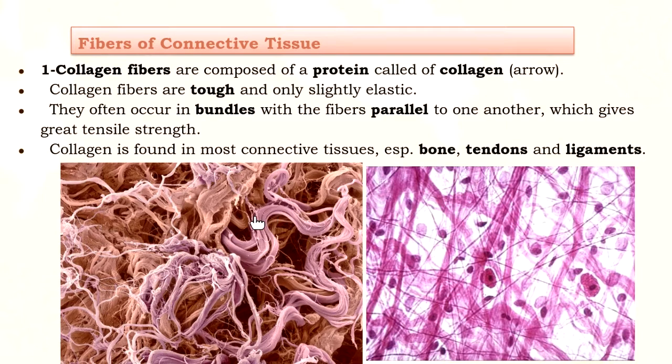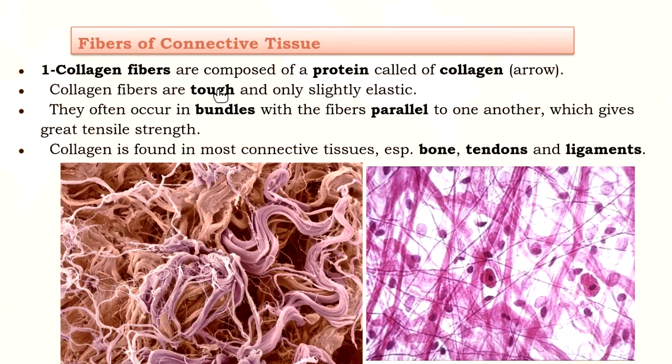This is the hematoxylin and eosin stain section. Here also the dark magenta appearing fibers going in different directions are the representation of the collagen fibers. Collagen fibers are composed of a protein called collagen, and collagen fibers are tough and only slightly elastic.